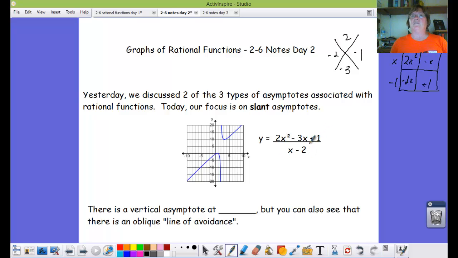This is not a removable or factorable discontinuity. So we don't have to worry about having a hole, but we do have a vertical asymptote at the line x equals 2, and that would be right in here. Whoops. Right along in there. But you can also see that there's a slanted line of avoidance, and that's what we want to talk about today.